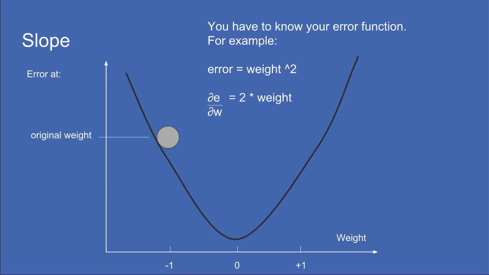Now, if we do know the error function, we can make an analytic solution, and we can calculate that slope exactly. So in this case, the change in error for a given change in weight is just the derivative of our error function here, which is the weight squared. So the derivative is 2 times the weight. The weight is -1, and so the answer is a slope of -2. That tells us what we need to know about which way to adjust.